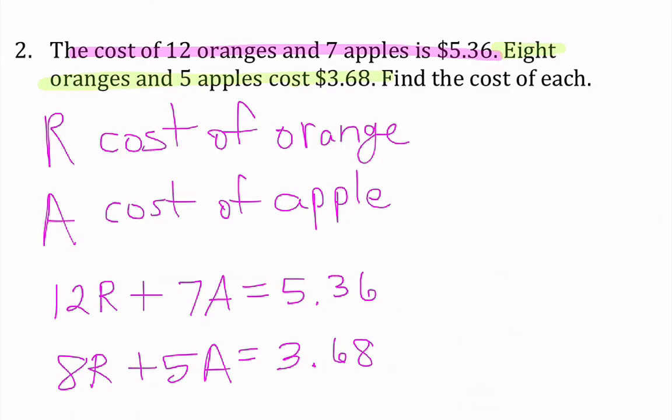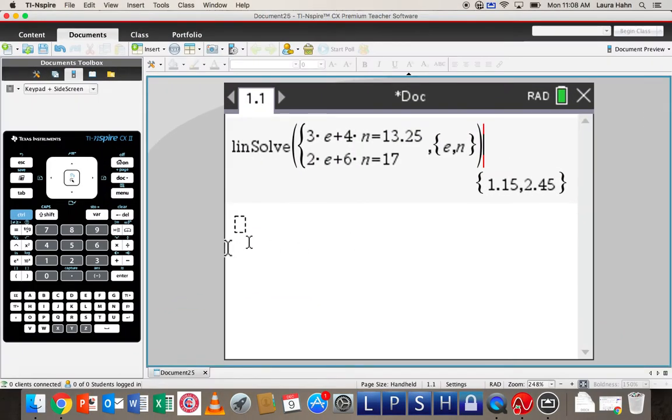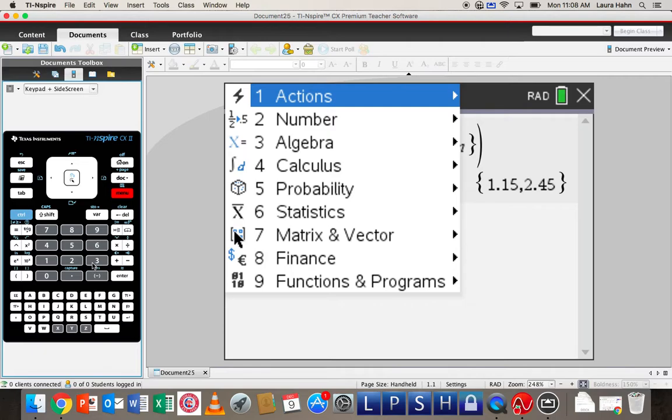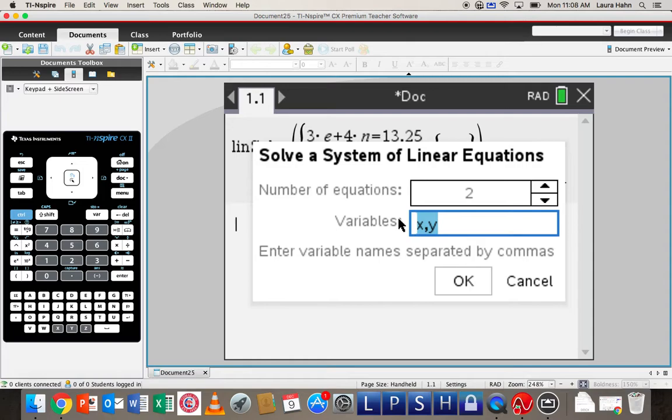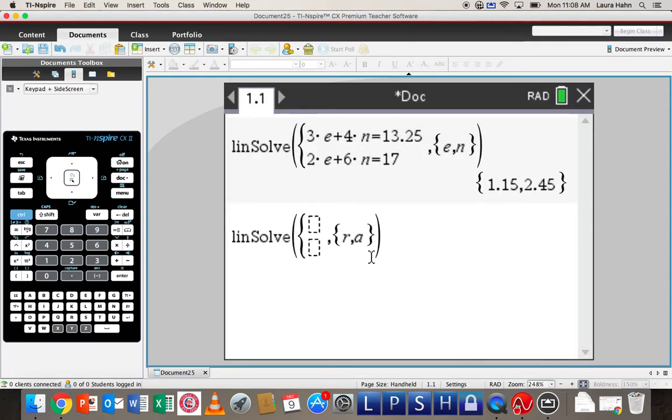So now that we have our two equations, I'm going to go to my calculator to type in the two equations, so it will solve it for us. So remember, we have to press menu 3, 2. I do not want to use x and y. Instead, we used r, comma, a. My first equation was 12r plus 7a is equal to 5.36. Second equation is 8r plus 5a is equal to 3.68.